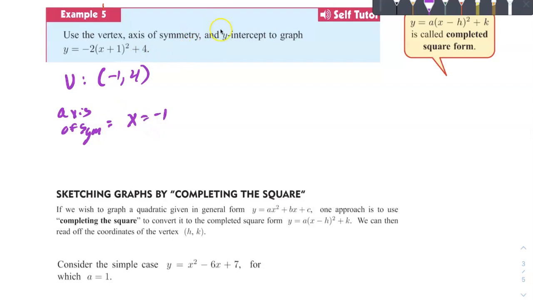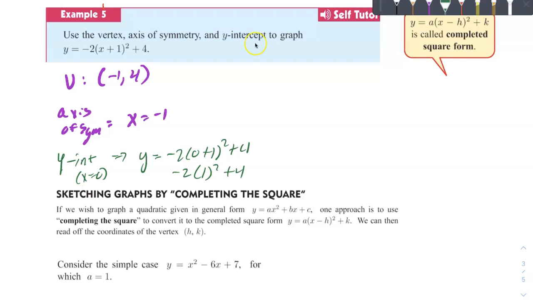Now, luckily for us, they don't want the x-intercept, which is set equal to 0. They do want the y-intercept, and the y-intercept never changes, you just substitute in x equals 0. So it's going to be y equals -2 times (0 plus 1) squared plus 4. So -2 times 1 squared plus 4. Always remember to do the power first, right? PEMDAS. Parentheses, exponents. There's no parentheses here, there's an exponent though. So it's 1 squared is 1, times -2, so it's -2 plus 4, which is 2. So my y-intercept is at 0, 2.